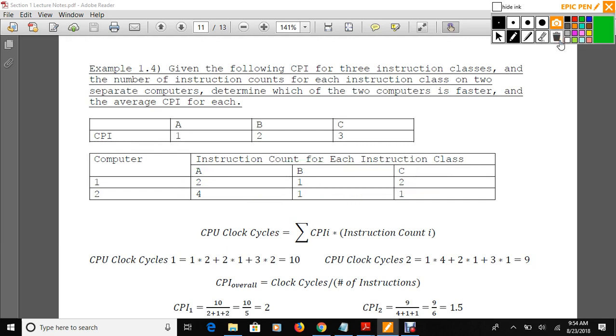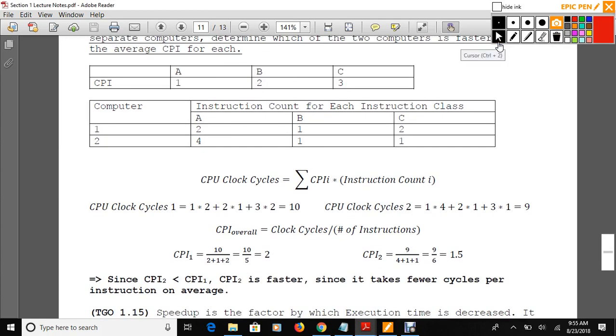Here, for computer 1, we have 1 times 2, which is this one, plus 2 times 1, which is here, plus 3 times 2, which is here. Sum of that, and it becomes 10. For computer 2, let's do red, 1 times 4, plus 2 times 1, plus 3 times 1, and that comes out to 9. So that gives us our numerators for those 2.